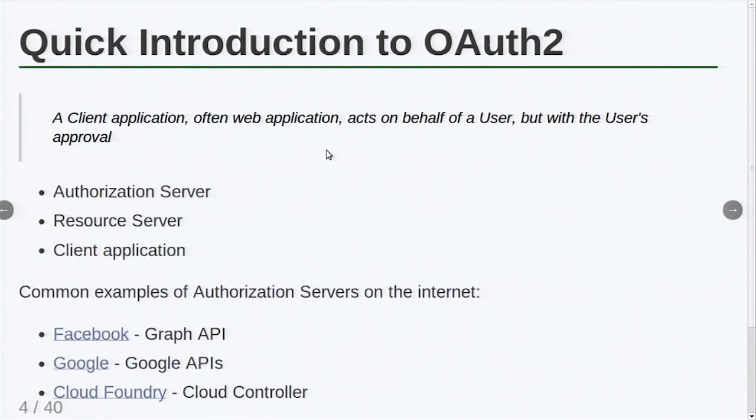There are plenty of people using OAuth 2 these days. Common examples on the internet: Facebook, the Graph API is protected as an OAuth2 resource. Google, various Google APIs, in fact, I think all of them are protected with OAuth2. They have different authentication channels, so you can do it different ways, but OAuth2 is one of the ways that you can access those APIs.